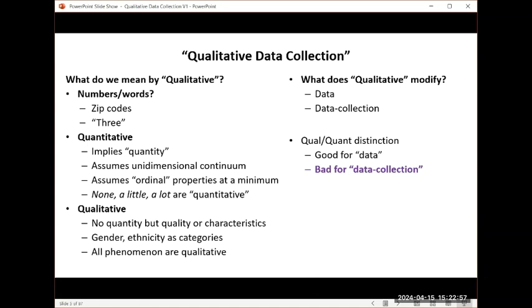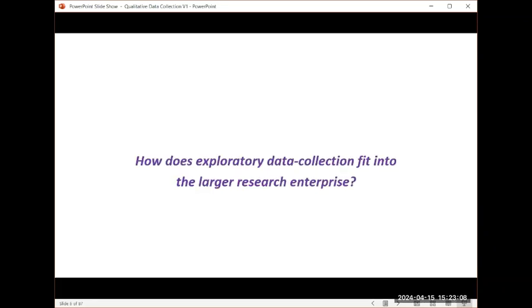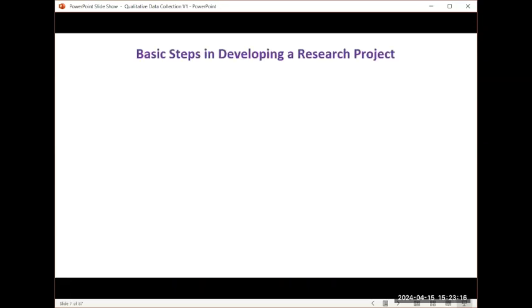What I'm going to suggest instead is we use exploratory and confirmatory for our activities and qual and quant only for data. So let's see how this plays out in a minute here. So how does this data collection stuff fit into the larger enterprise? Well, we all know what the enterprise looks like. So let's just go through the steps so we're all on the same page.